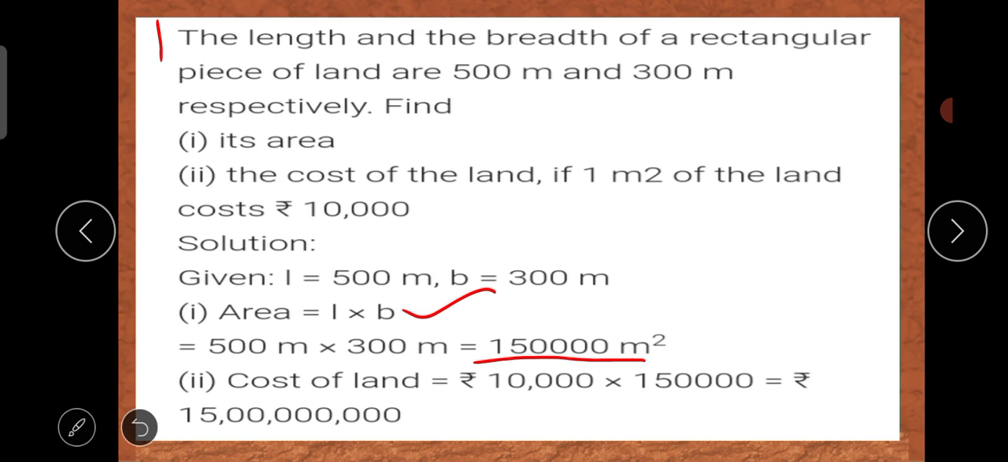If 1 meter square of land costs 10,000, here we know the area, so area is multiplied by 10,000. Then we will get the answer here. So in this way we find its area and the cost of the land.